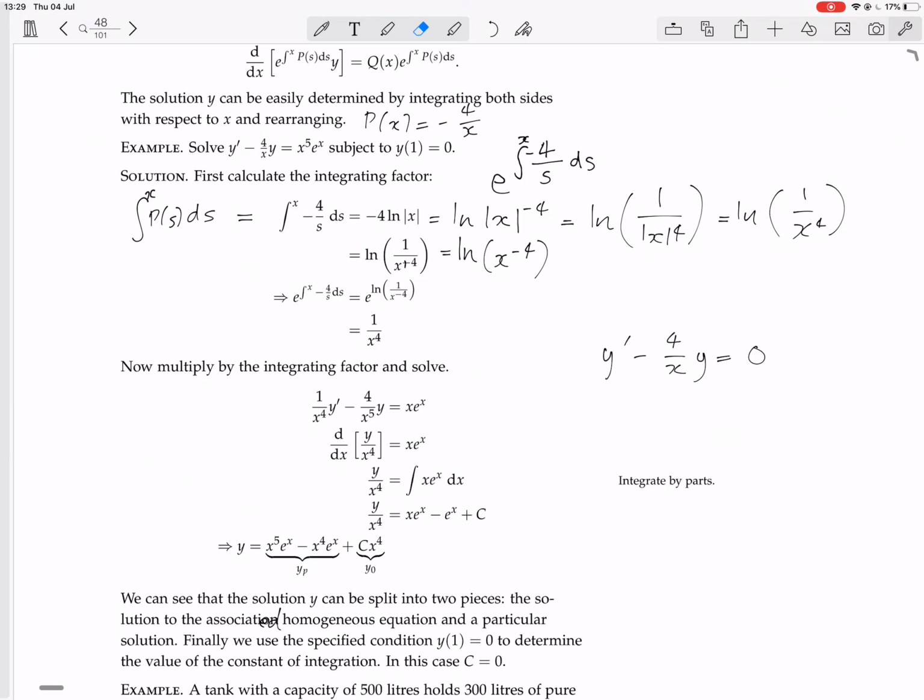Okay, so we can check that those really are solutions. We are saying that the homogeneous solution is x to the 4, or a constant times that. So if that's y naught, then y naught dash is 4x cubed. So y naught dash minus 4 over x times y naught is 4x cubed minus 4 over x times x to the 4, which of course does equal 0.